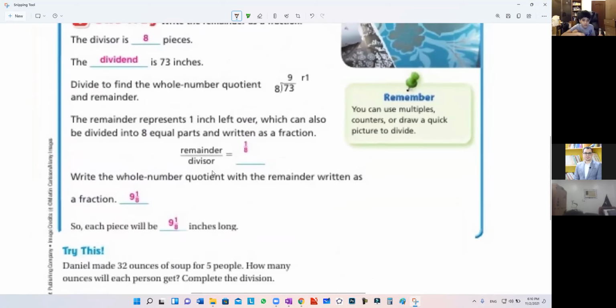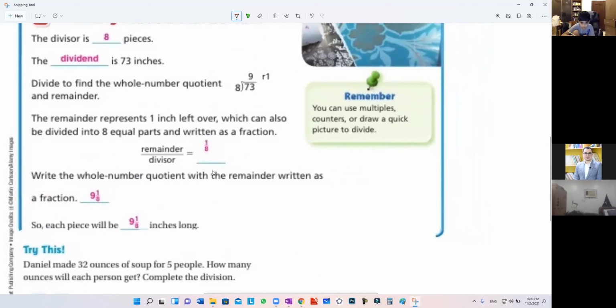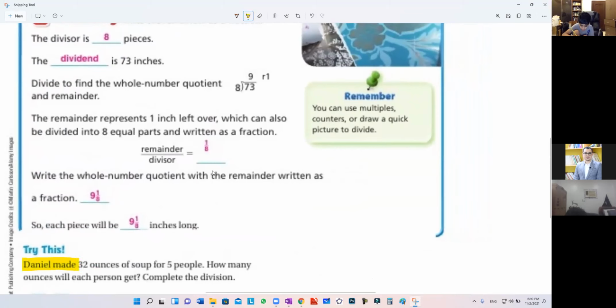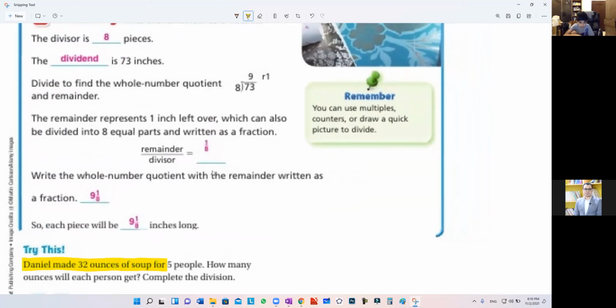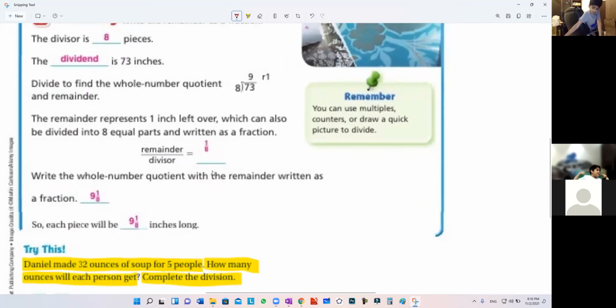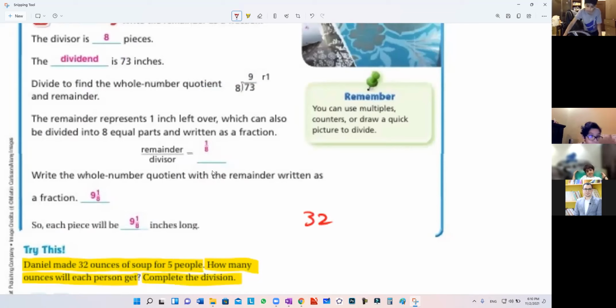Okay, now I need someone else for this one. Daniel made 32 ounces of soup for 5 people. How many ounces will each person get? Complete the division. So we're going to divide here. Let me divide for you. 32 divided by 5. So, Yusuf Saleh.